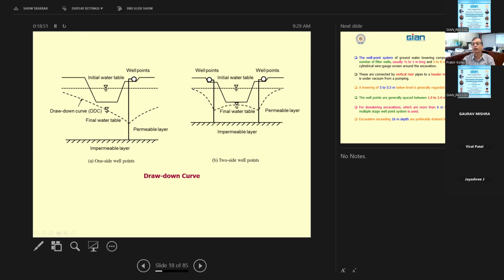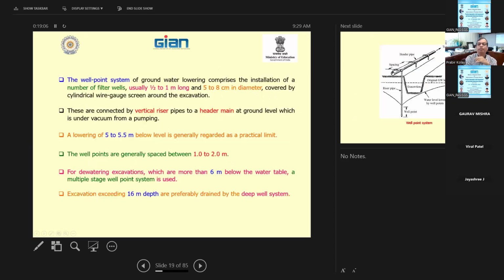This is a two-sided well point system, how it looks. It's a similar symmetrical structure. The water table is finally below. Initially the water table was here, now the water table is here. Okay, so you can do the construction over here up to that depth in dry conditions.